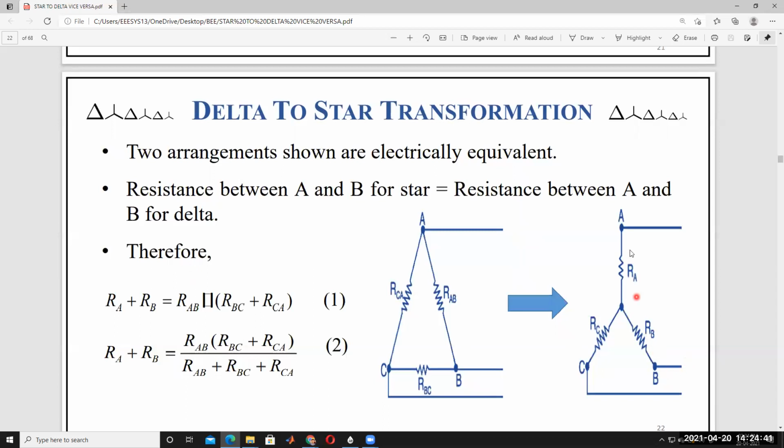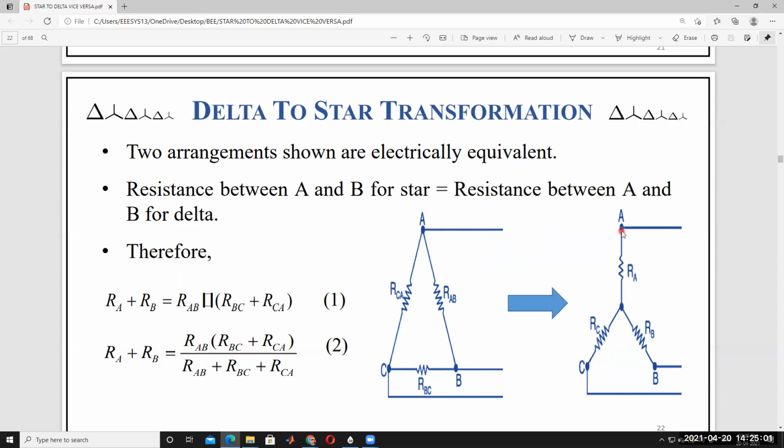Consider the resistance between A and B for star is equal to the resistance between A and B for delta. Only consider the AB terminals, so don't consider the C terminal.